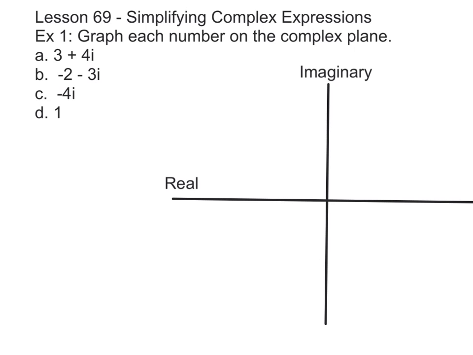For lesson 69, we're working with simplifying complex expressions. We worked with these guys the other day. For instance, when we tried to take the square root of -9 and plugged that into our calculator, we found that it was a domain error. Simply put, we can't take the square root of a negative value. That was until we introduced the imaginary i.